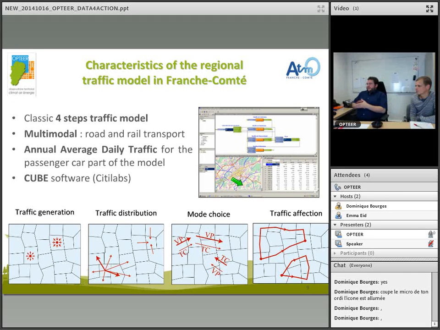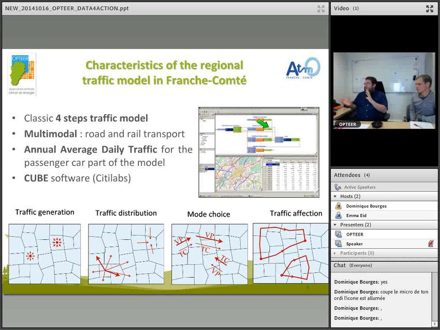So the characteristics of the traffic model, just to give you a quick insight about it: it's a classic four-step approach. It's multimodal. We take into account road and rail transport at the time being, but we will see that it will be extended. It's providing us with annual average daily traffic for the passenger car part of the model for the time being. And it's using the Cube software suite. So you can get a little insight on this screen grab about a bit of the model. It's basically a lot of data being processed, giving results, leading to more data being processed, giving results. So you've got a little bit of a modeling chain here.